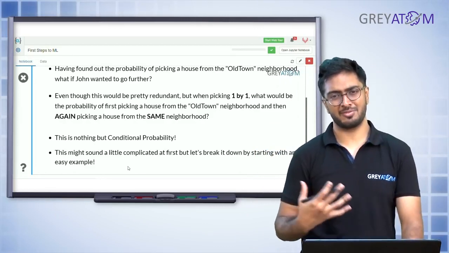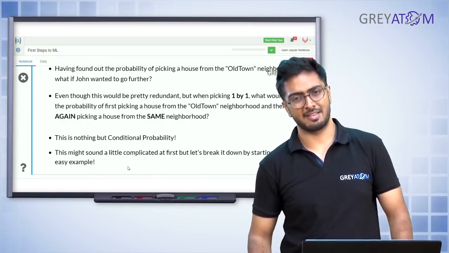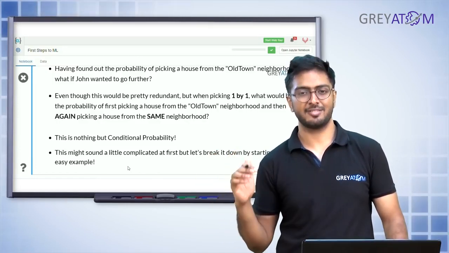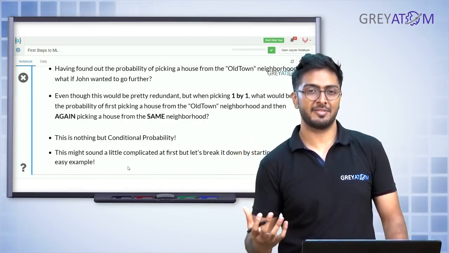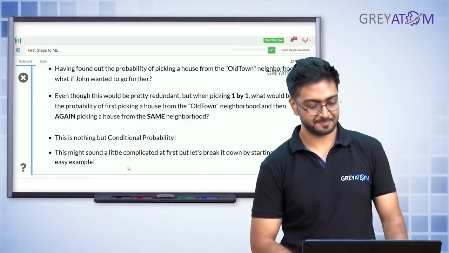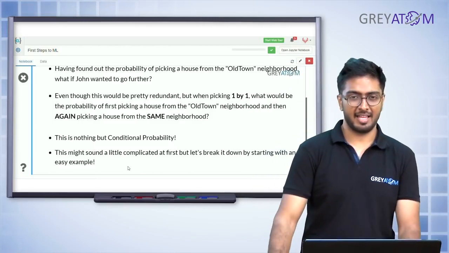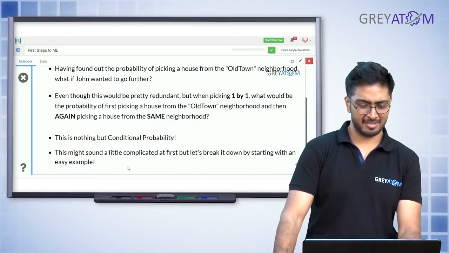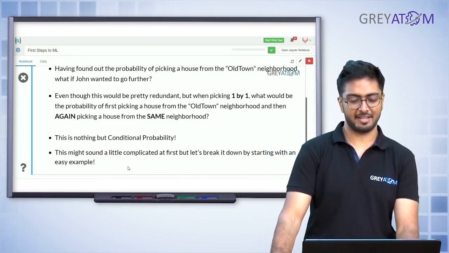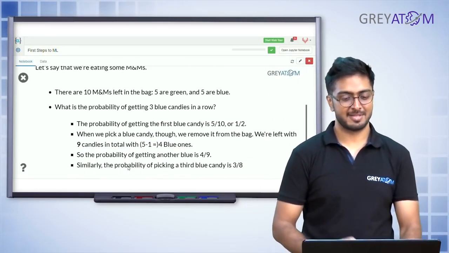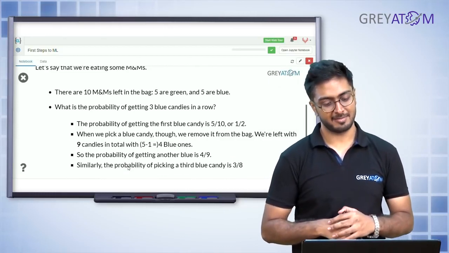First time, my probability of getting a house from Old Town is 7%. But now that I've chosen it and it's gone, will the probability still be the same? So this is the concept of conditional probability, and this might sound complicated, but let's break it down starting with an easy example. That's always the best way: use simple examples to understand complicated concepts.